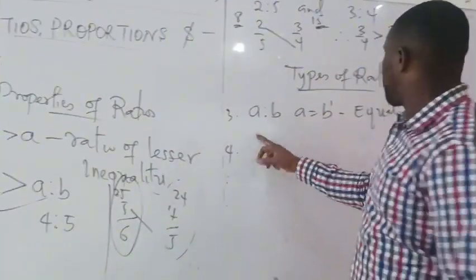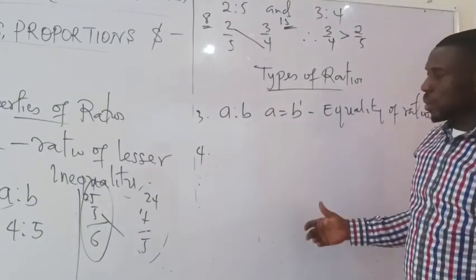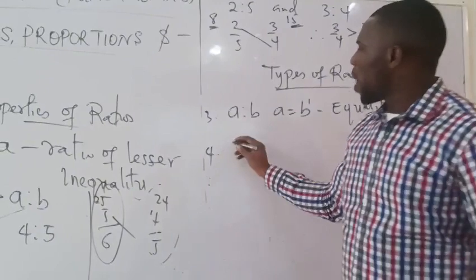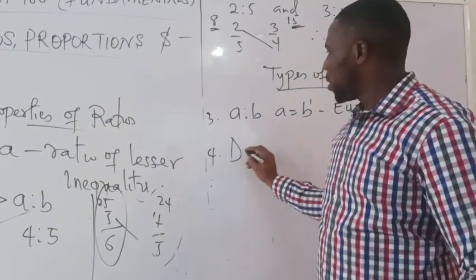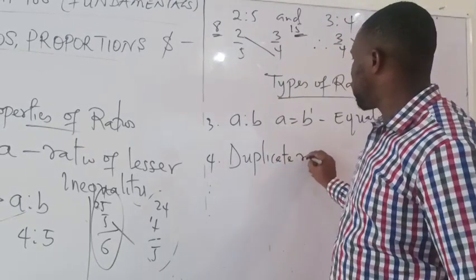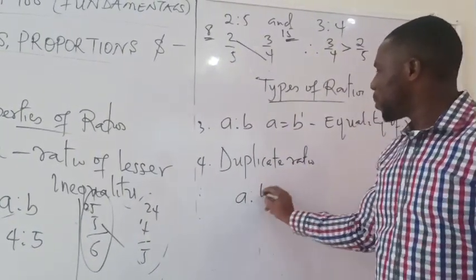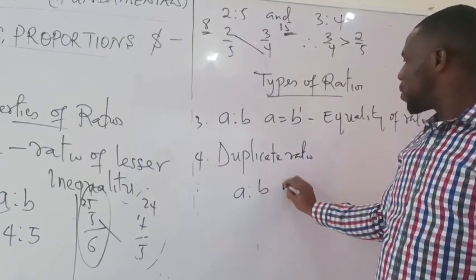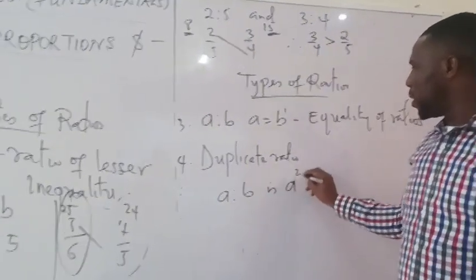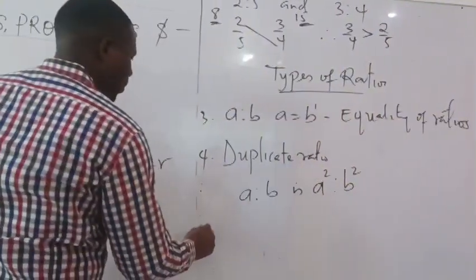The third type of ratio is a ratio of equalities. We talked about the first, the second. Now, we could have duplicate ratios. That's another type of ratio. So if I have ratio A to B, the duplicate would be, I would replicate this, and of course I'll replicate this.